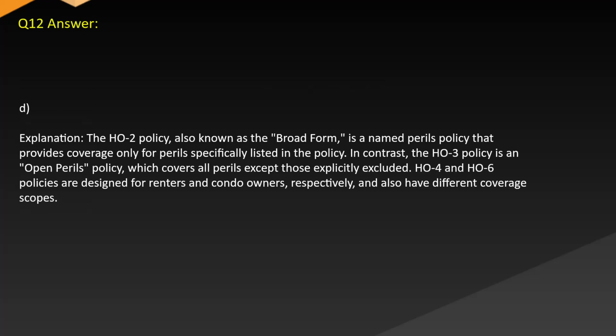Answer: D. Explanation. The HO2 policy, also known as the broad form, is a named perils policy that provides coverage only for perils specifically listed in the policy. In contrast, the HO3 policy is an open perils policy which covers all perils except those explicitly excluded. HO4 and HO6 policies are designed for renters and condo owners, respectively, and also have different coverage scopes.